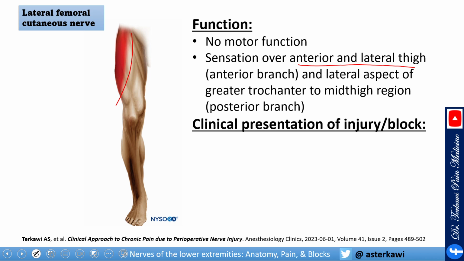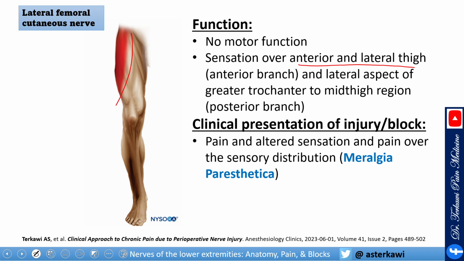So clinical presentation, again, neuralgia parasitica, pain in that distribution. This is a common clinical issue, especially if you think about it.